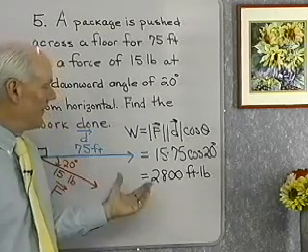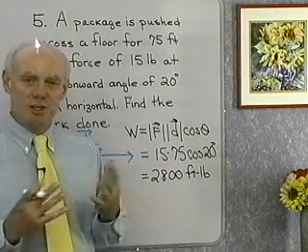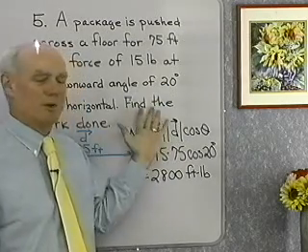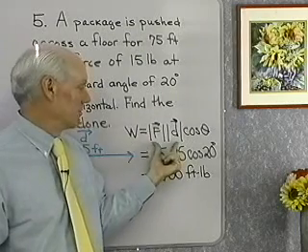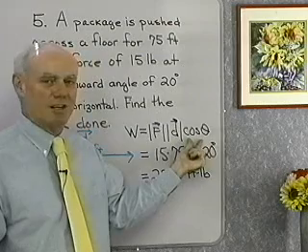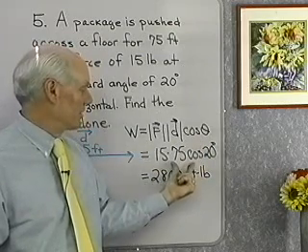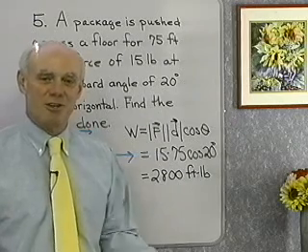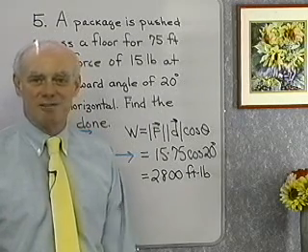But some problems are easier to do using the dot product. Other problems are easier to do using this formula, and certainly a problem that's written like this would be the simplest way to do it. Magnitude of F times the magnitude of D times the cosine of the angle between them. It's a simple multiplication problem. I do this on the calculator, 2,800 foot-pounds. So there's a look at some dot products involving the vectors.